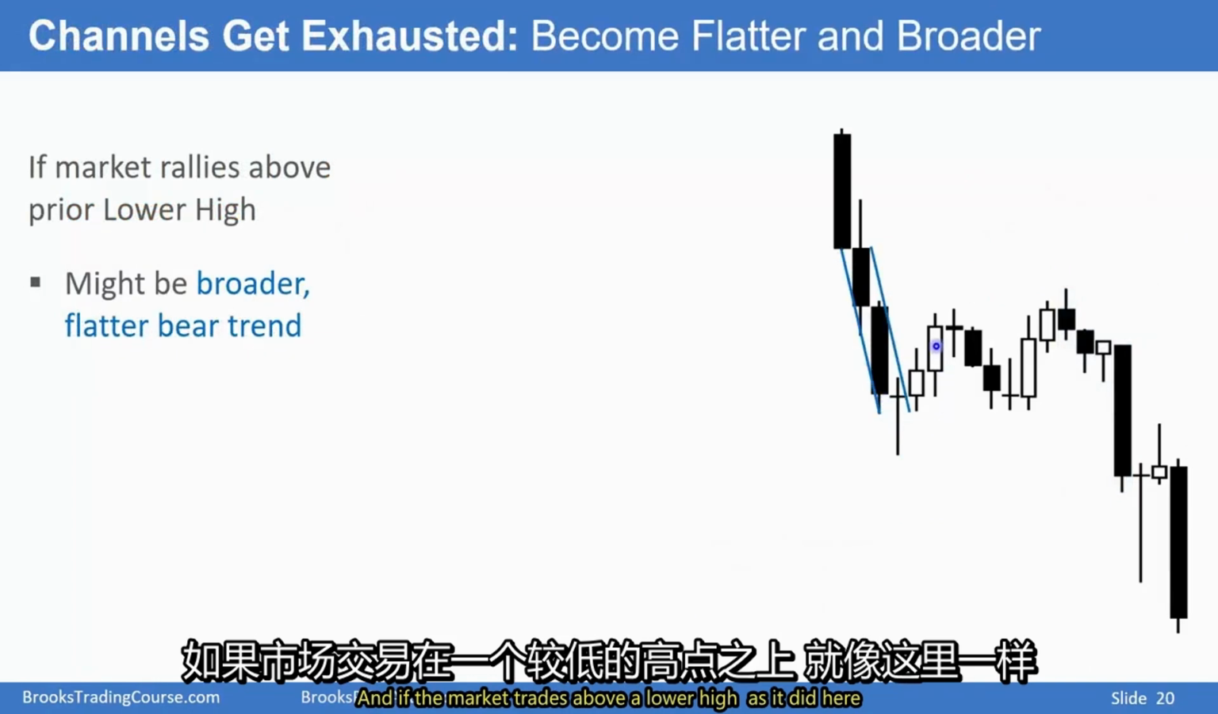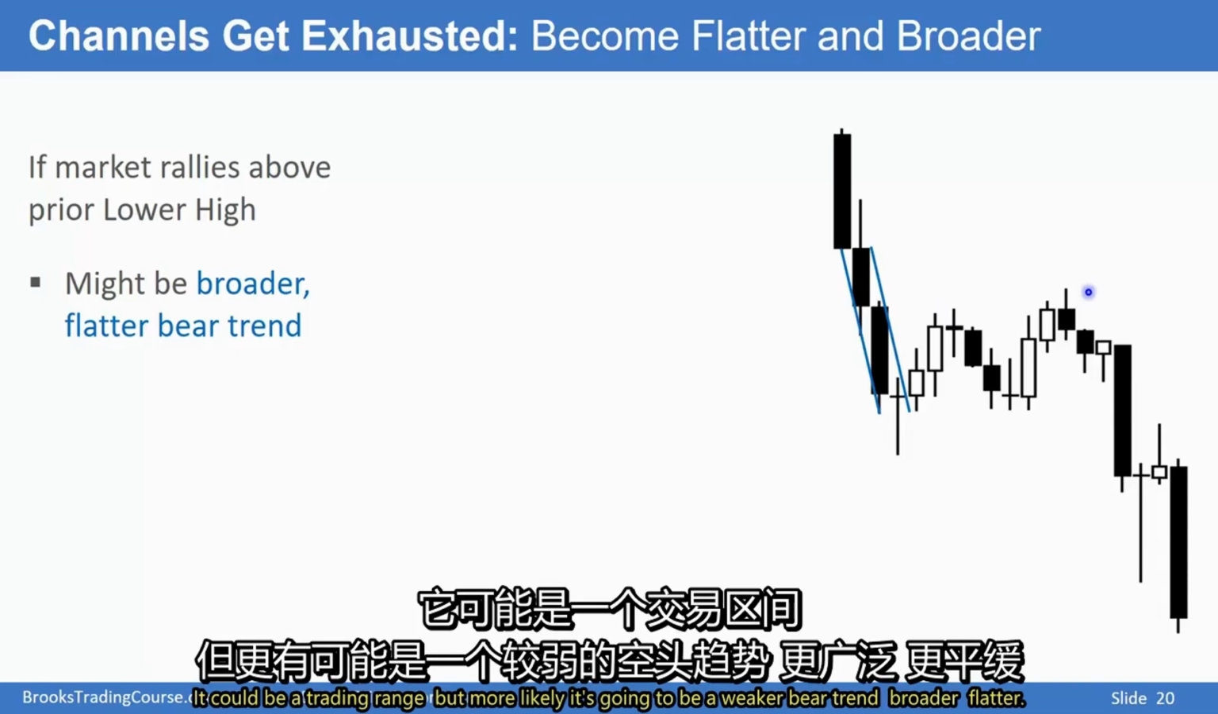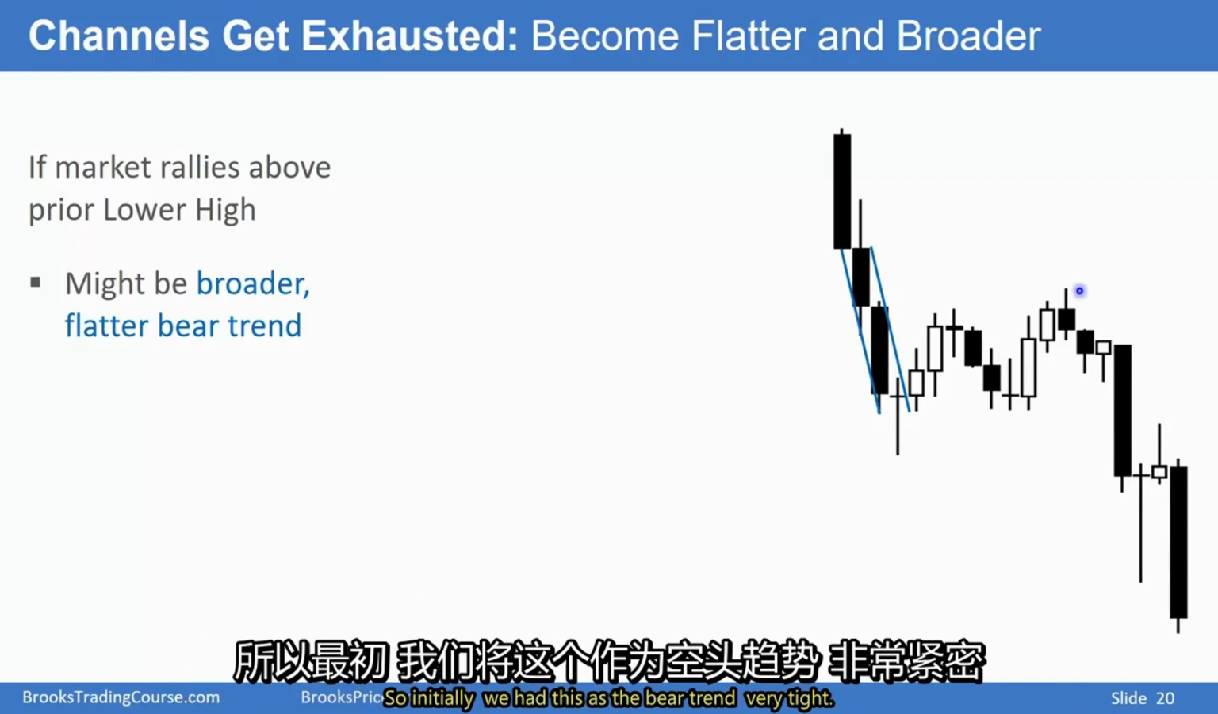Pretty tight channel. And if the market trades above a lower high, as it did here, it's probably not going to be a bull trend, but it could be a weaker bear trend. It could be a trading range, but more likely it's going to be a weaker bear trend, broader, flatter.